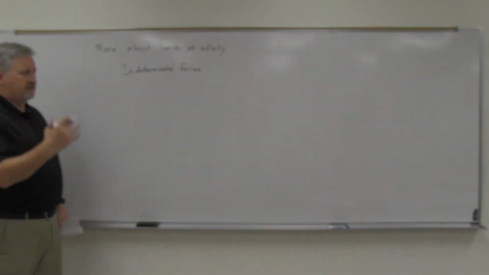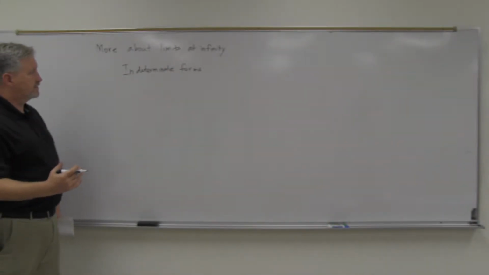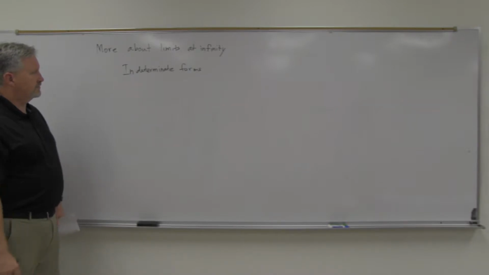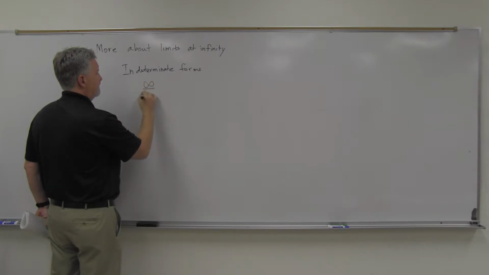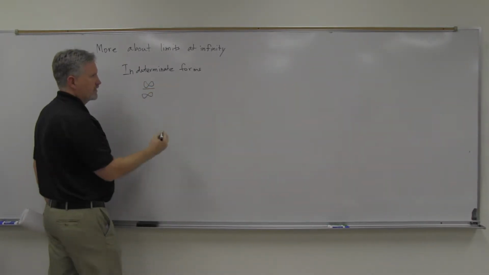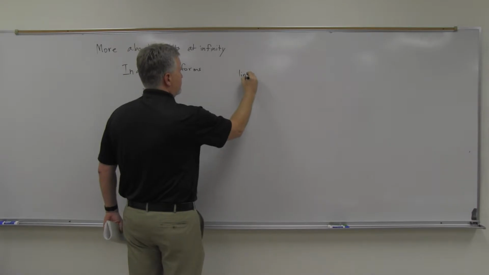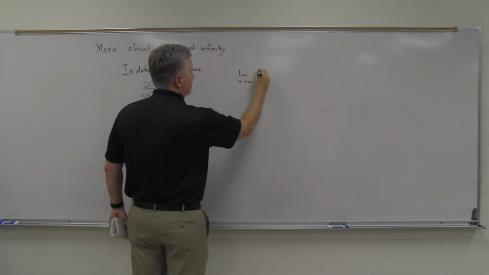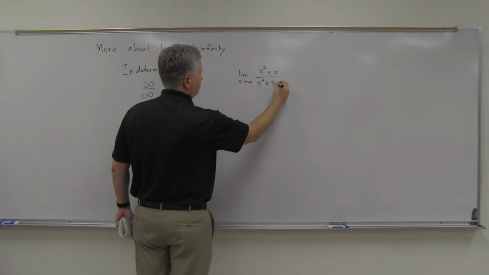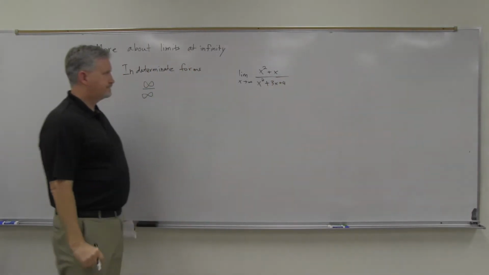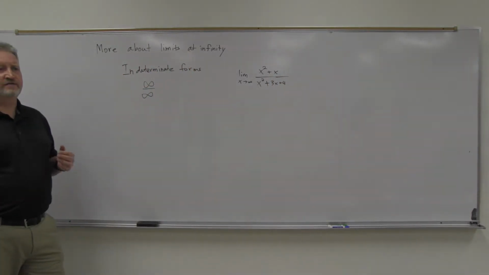The reason I've been doing the approach we've been talking about is we've had an indeterminate form, infinity over infinity. A good example is, if I have a limit as x goes to infinity, x squared plus x over x squared plus 3x plus 4. Essentially what I've got here is the form infinity over infinity.